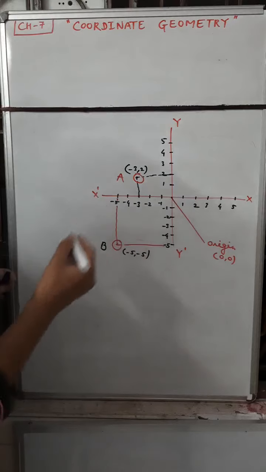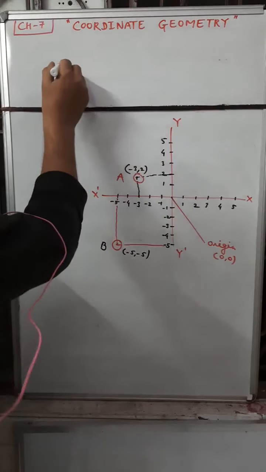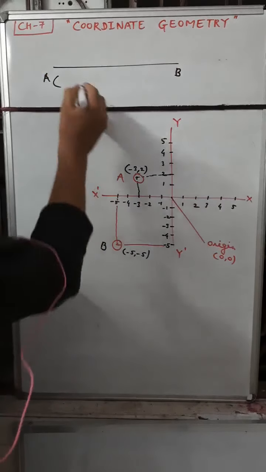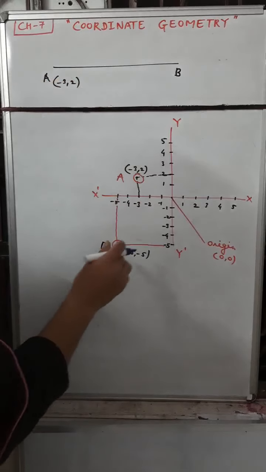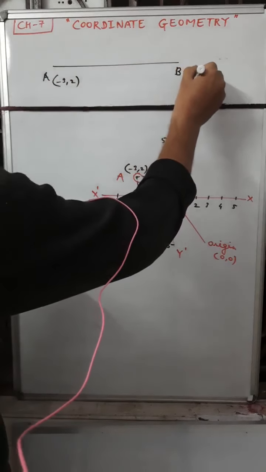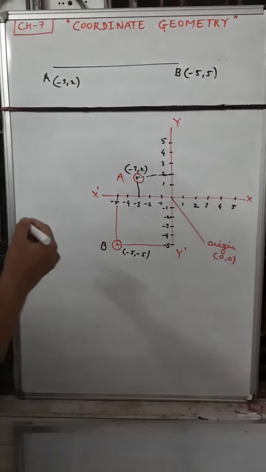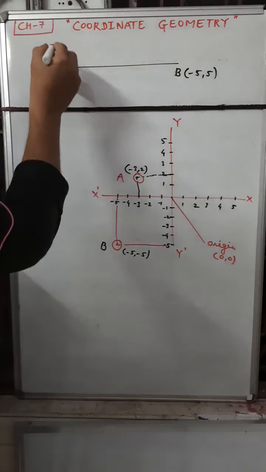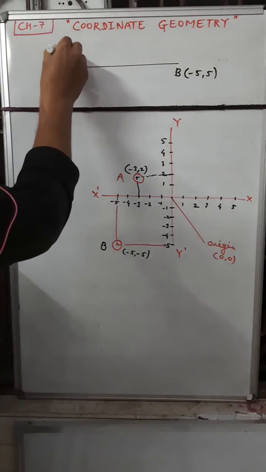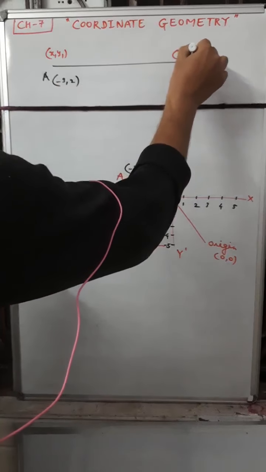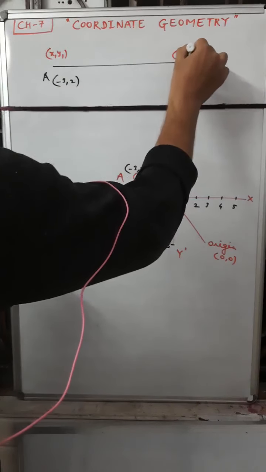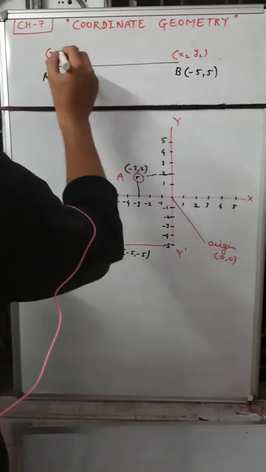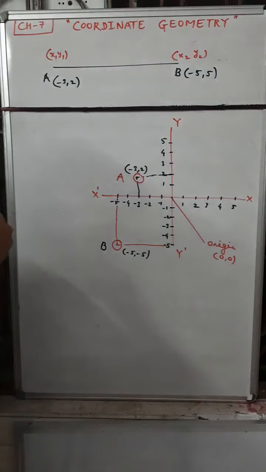Now we have to calculate the distance between A and B. Suppose we draw another diagram here, A and B. Point A is minus 3 comma 2 and point B is minus 5 comma 5. For the distance between 2 points, you can use a formula. Suppose the coordinates of A are x1, y1 and the coordinates of B are x2, y2. We have to find the distance between the 2 points, and very easily we can find the distance AB.